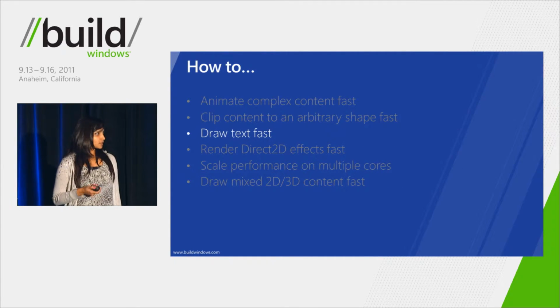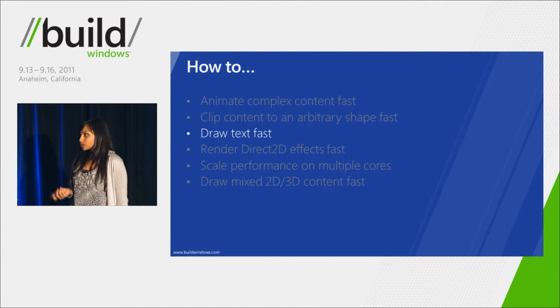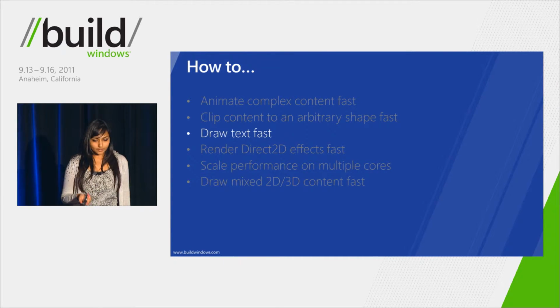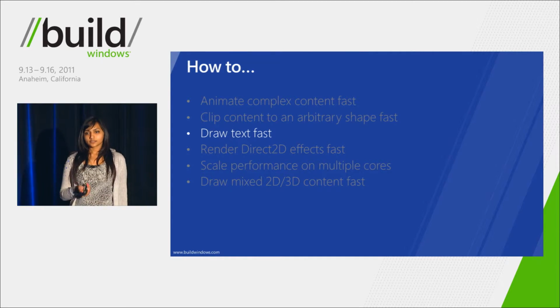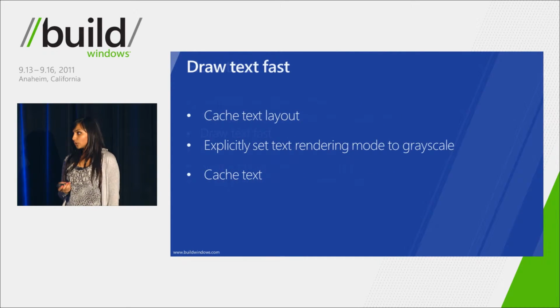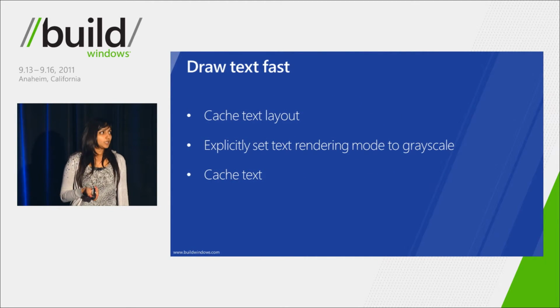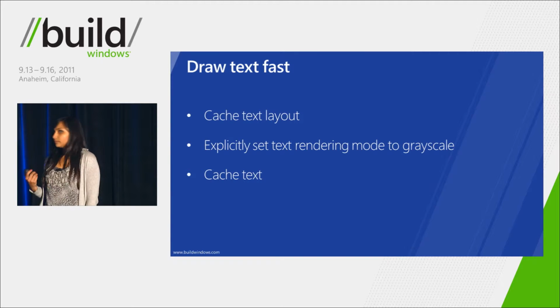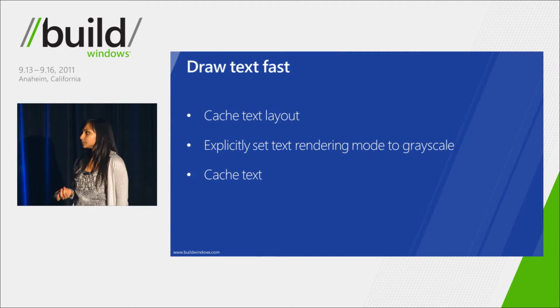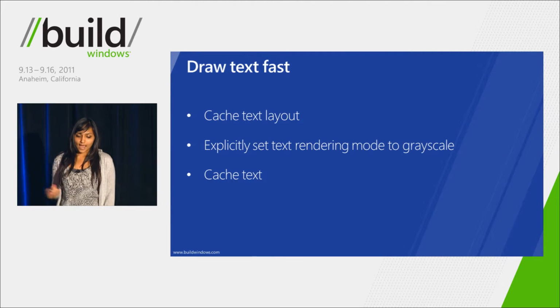Text. Text is ubiquitous. It's like everywhere. And we've done a lot of optimizations, as you guys see, but it's never enough for text. You always want something more. So there are 3 things that you can keep in mind to make things faster when you're dealing with text. So first thing is caching text layout.